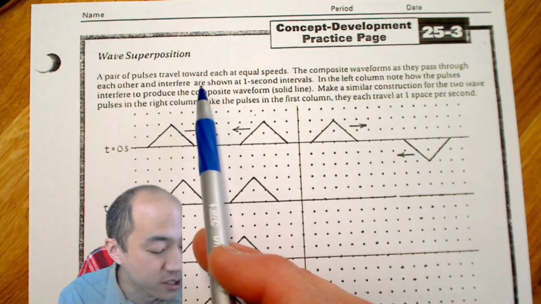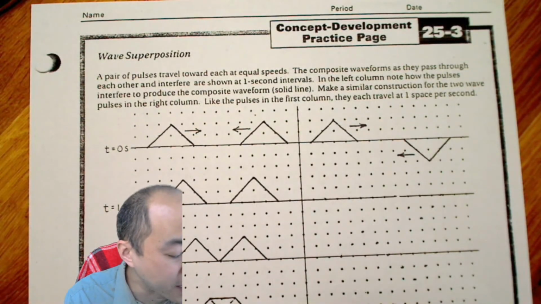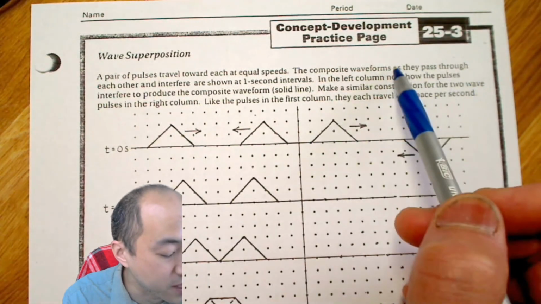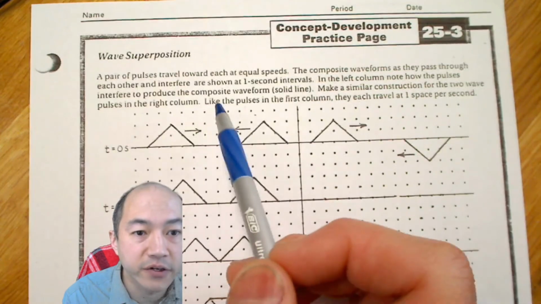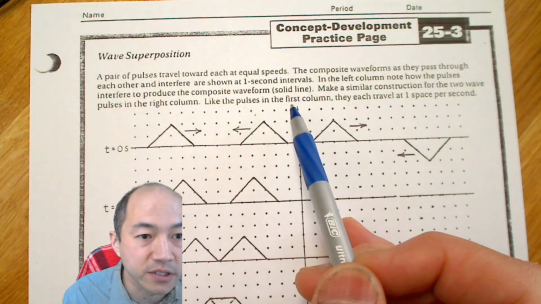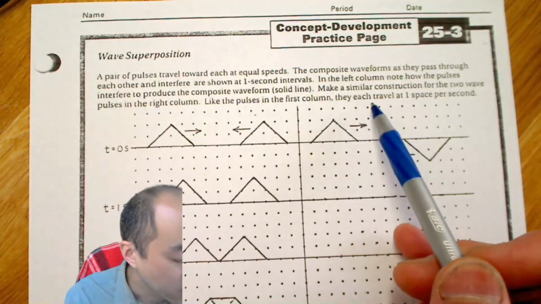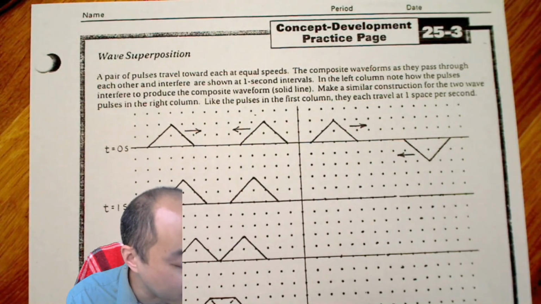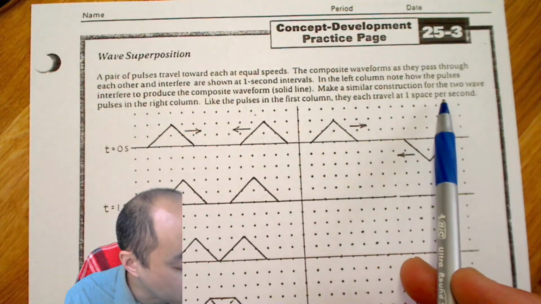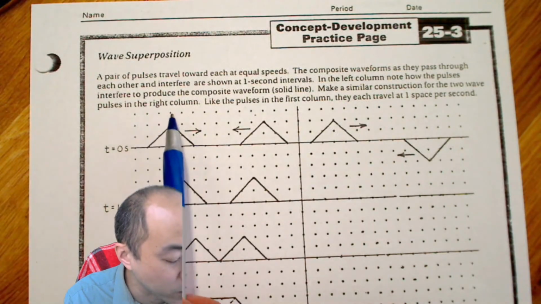A pair of pulses travel towards each other at equal speeds. The composite waveforms, that means the addition of the two waveforms as they pass through each other and interfere, are shown in 1-second intervals. In the left column, note how the pulses interfere to produce a composite waveform, the solid line. So now we're going to make a similar construction of the two wave pulses in the right column.